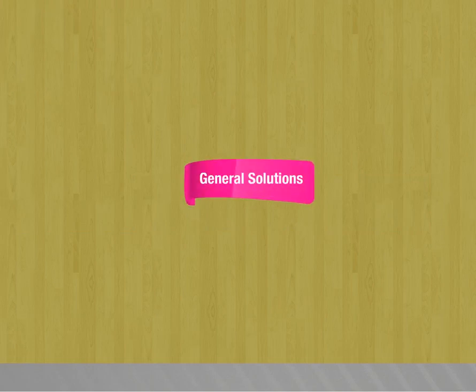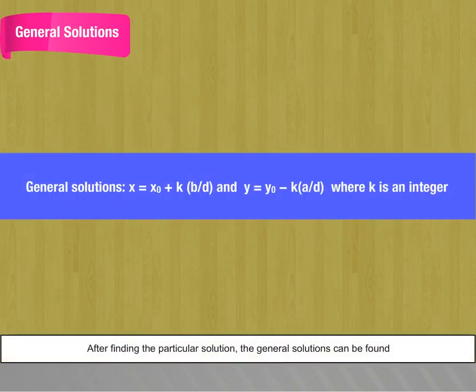General solutions. After finding the particular solution, the general solutions can be found. General solutions: x is equal to x naught plus k into b by d and y is equal to y naught minus k into a by d, where k is an integer.